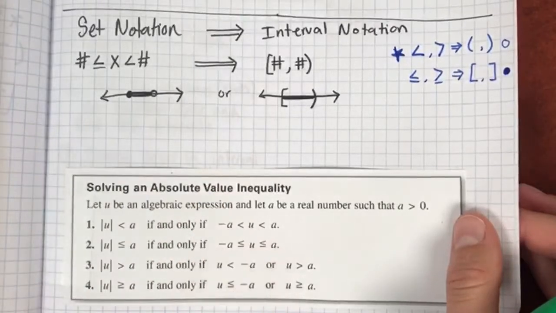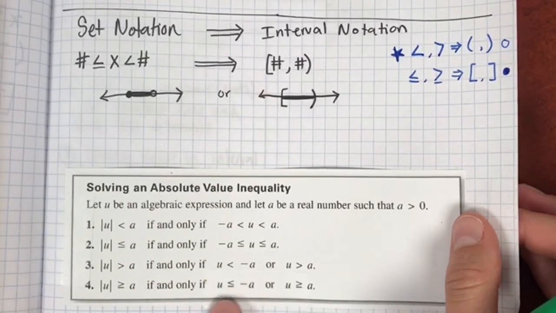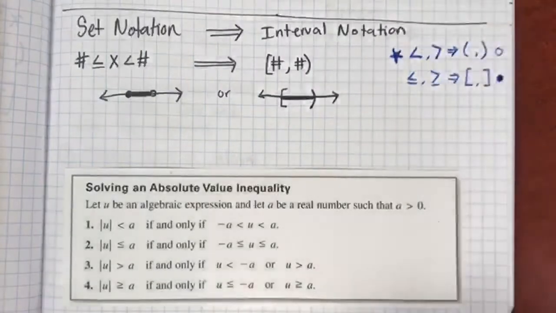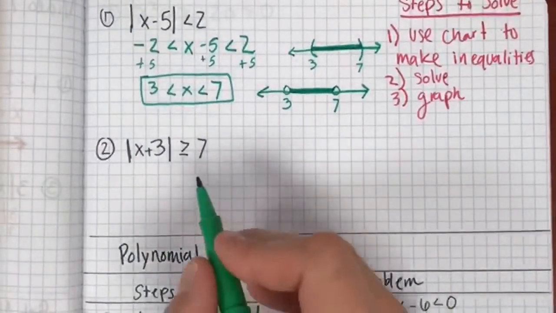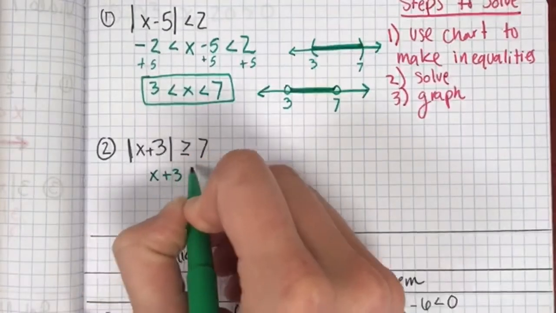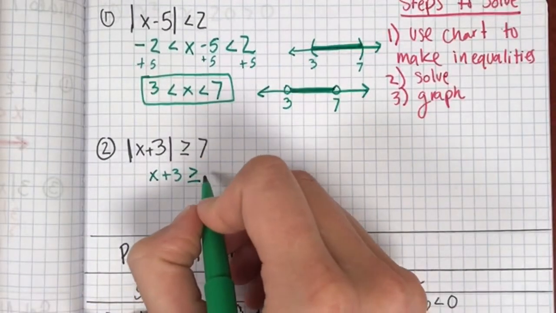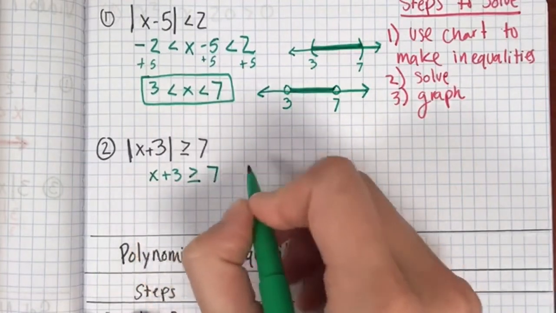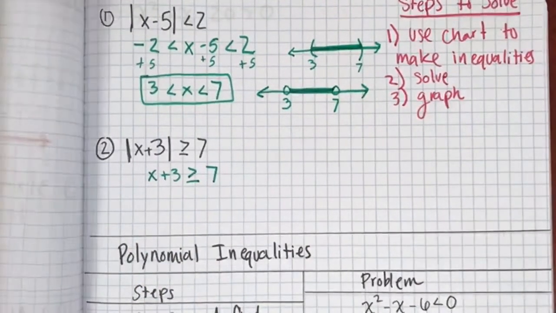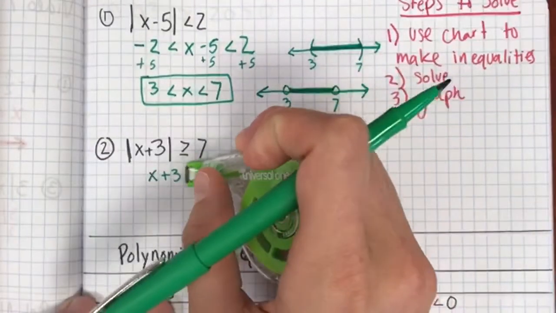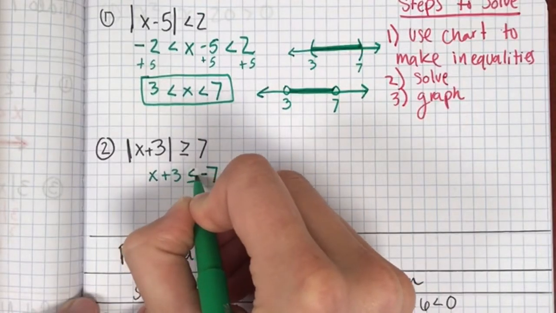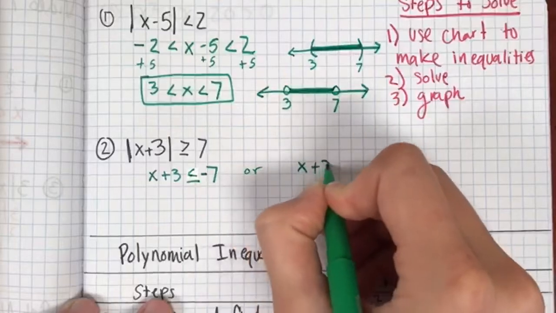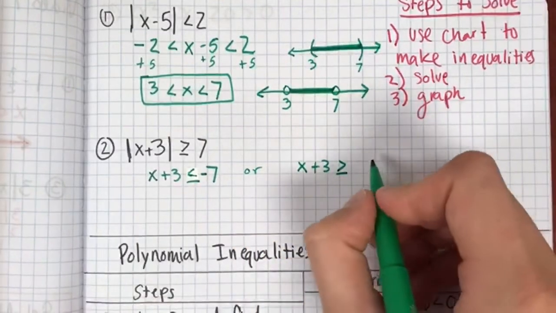So it's going to be this last statement because it was a less than or equal to. So we're going to have two or statements. We can come over here, we've got x plus 3 is greater than or equal to 7. And let's write our negative first. So this will be negative 7, or x plus 3 is greater than or equal to 7.